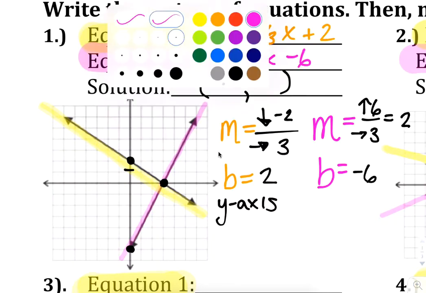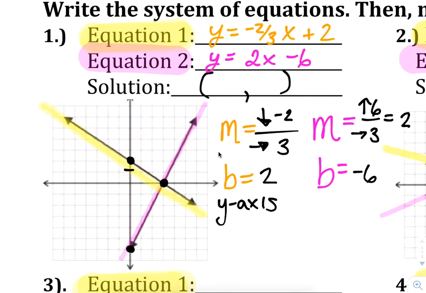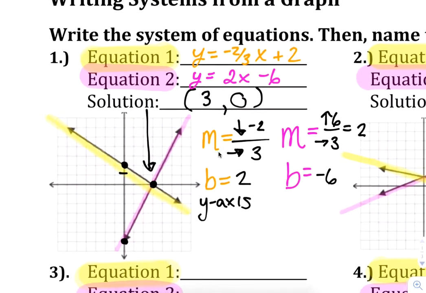All right, we talked about in 5.1 how to find our solution. It's going to be the place where they intersect. So my solution on this problem would be 3, 0. I'm 3 to the right, 0 up or down. There's my first problem. We're going to go ahead and move on to the second one.